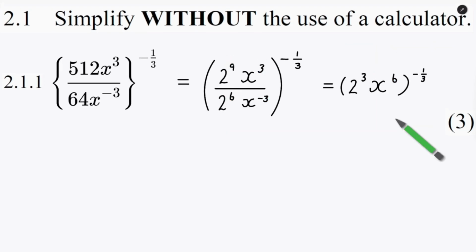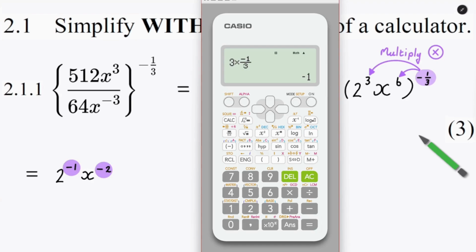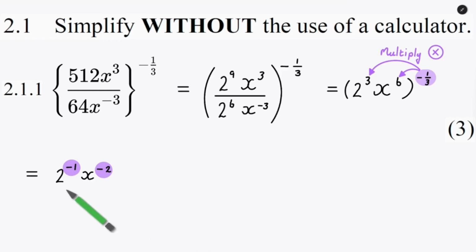Next up, these brackets are starting to bug me, so we need to get rid of them. And how we get rid of them is we shower the power. We grab the power, multiply it into those exponents, and let's see what we get after that. Okay, so 3 times negative a third gives me minus 1. You use your calculator to triple check yourself. It is worth your time. So that's just going to give me 2 to the power of minus 1.